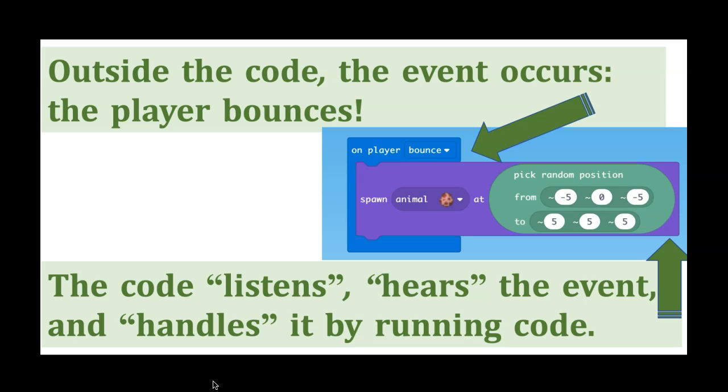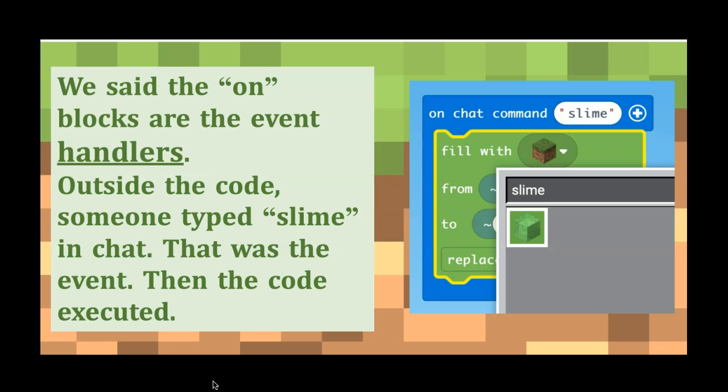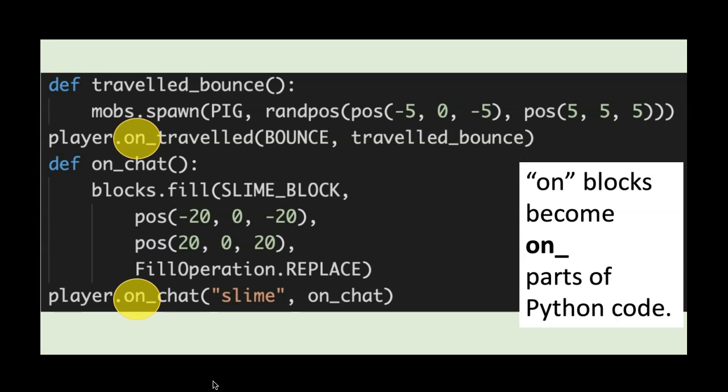Outside the code, the event occurs. The player bounces. The code listens. It hears the event, and it handles it by running the code. What does this look like on the Python side? Remember, we said that on blocks are the event handlers. Outside the code, someone typed slime, and that was the event. Then the code executed and filled an area with slime blocks.